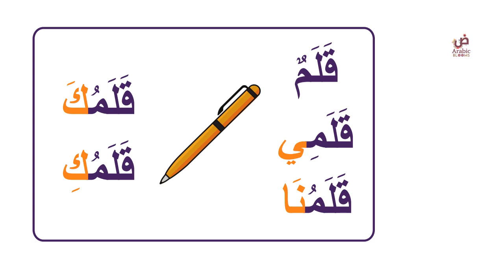Now instead of saying هذا قلم, now you have 5 sentences. هذا قلم, this is a pen. هذا قلمي, this is my pen. هذا قلمنا, this is our pen. هذا قلمك, this is your pen masculine. هذا قلمك, this is your pen feminine.